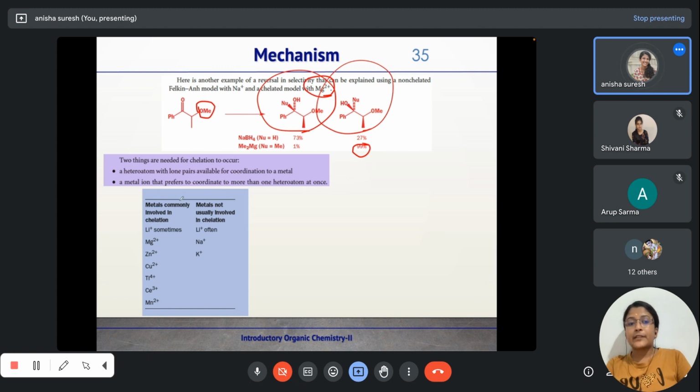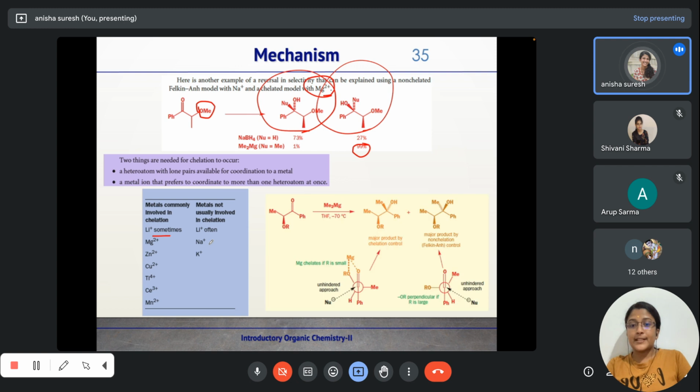The metals that are commonly involved in chelation are Li plus, which is involved in chelation sometimes, then Mg2 plus, Zn2 plus, Cu2 plus, Ti4 plus, Ce3 plus, Mn2 plus. These are all involved in chelation, and those that do not get involved in chelation are sometimes Li plus and often Na plus, K plus, etc. These do not involve in chelation.